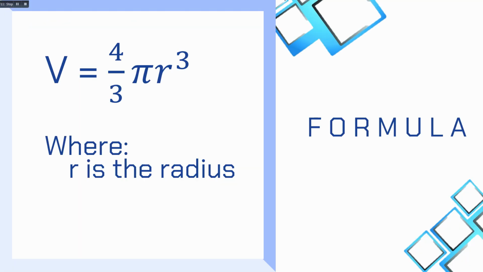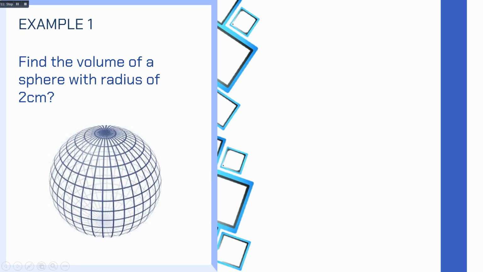To get the volume of a sphere, use the formula 4/3 pi r cubed, where r stands for the radius. Here is example number 1. Find the volume of a sphere with a radius of 2 cm. First step, use the formula 4/3 pi r cubed. Substitute the given radius, which is 2 cm.